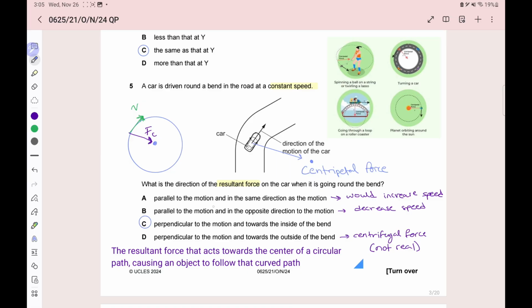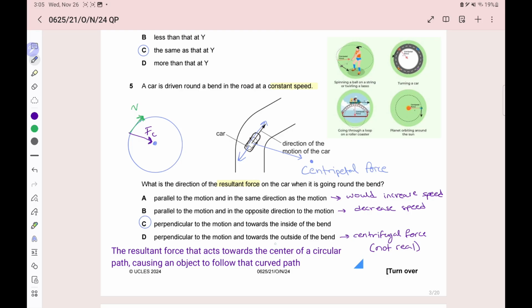So A wouldn't work because if we have a force parallel to the motion and the same direction as the motion, it's just going to increase the speed. The car's just going to go faster. If it's parallel to the motion and in the opposite direction, the car's just going to slow down. But perpendicular and inwards, that's centripetal force.